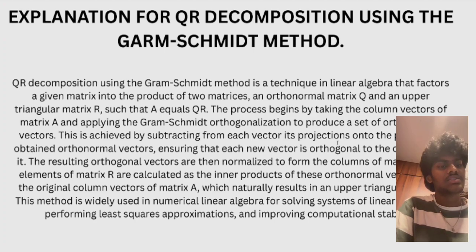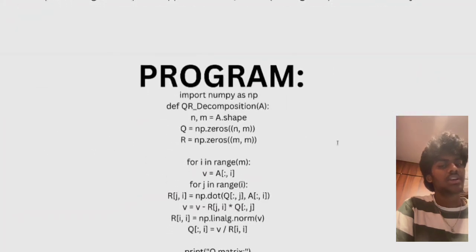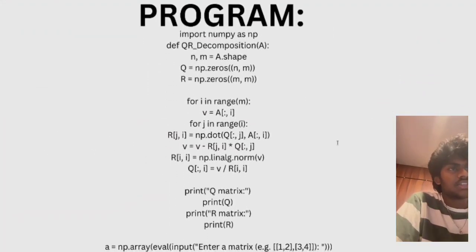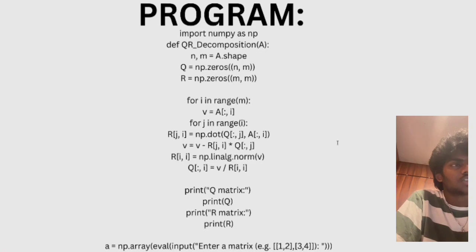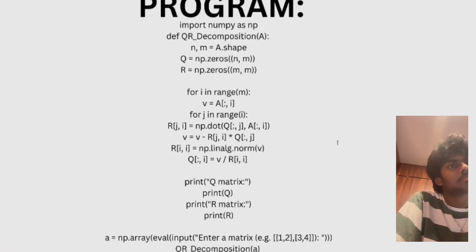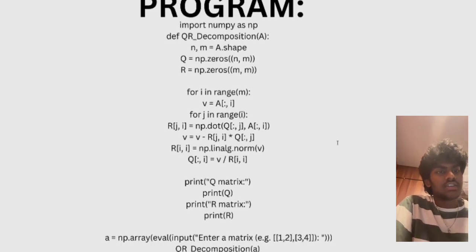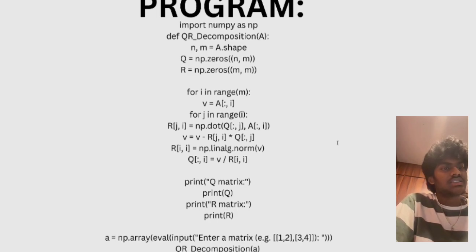This method is widely used in numerical linear algebra for solving systems of linear equations, performing least squares approximation and improving computational stability. Here is the step-by-step explanation of your QR decomposition program using the Gram-Schmidt method in Python. Function definition. def QR_decomposition(A) defines a function named QR decomposition that takes matrix A as a numpy array as input. Matrix dimension and initialization.